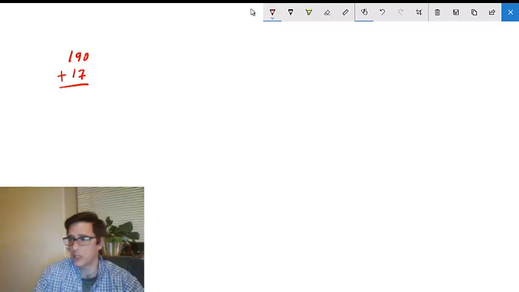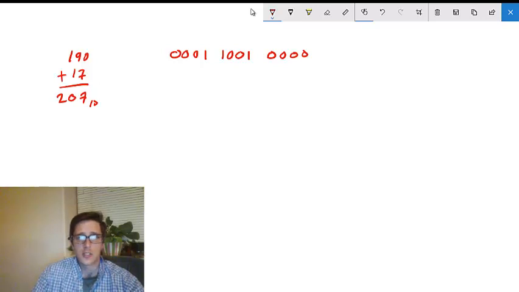190 plus 17. So when we add that, we're going to get 207. Okay, so if we do this, our binary numbers are going to be 0, 0, 0, 1, 0, 1, 0, 0, 1, and then 0, 0, 0, 0. 17 is going to be 7, and then in binary BCD numbers, this is a 1, and then this is going to be all 0.